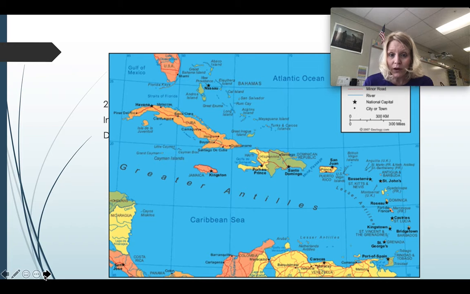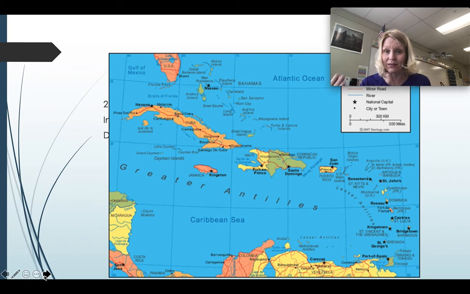Do you see where it says Haiti and the Dominican Republic? This is where Christopher Columbus first arrived. So Christopher Columbus first arrived at this area. He thought he was going to India. He was looking for a passageway to India from Spain. He was funded by the country of Spain.